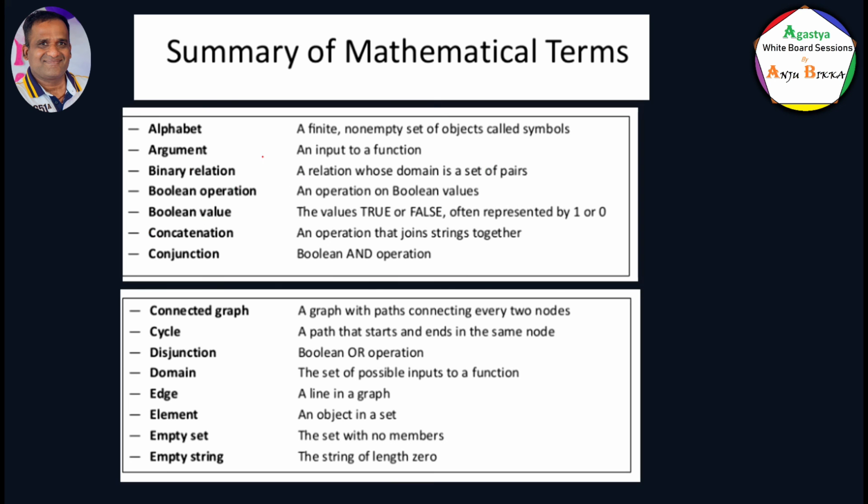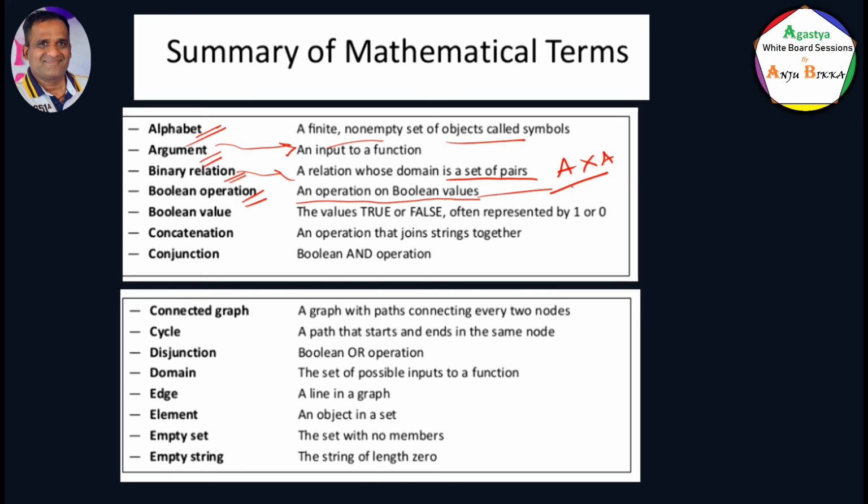So when we are starting, this is the terminology we are going to use: alphabet, a finite non-empty set of symbols. Argument. What is an argument? Input to a function. A binary relation, a relation whose domain is a set of pairs, like this is a binary relation. Binary operation, an operation on binary values.